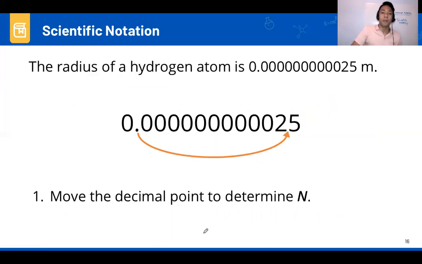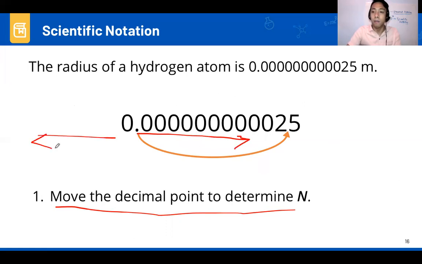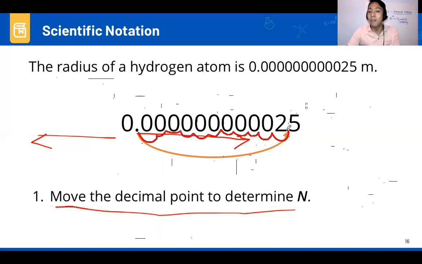Okay, next one. How about this? We have 0.0000000000025. Okay, so we need to find out the n first. To find out n, we need to move the decimal point again. But here, we have more numbers to the right side than to the left side. So that means we will move our decimal point to the right side, which is how many? 1, 2, 3, 4, 5, 6, 7, 8, 9, 10, 11. So we moved the decimal point 11 times.